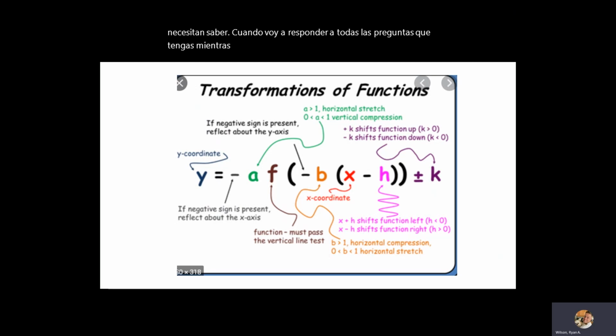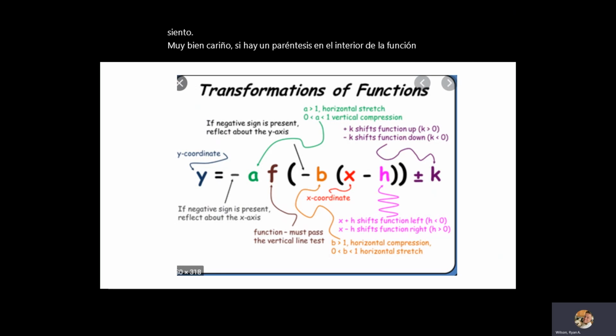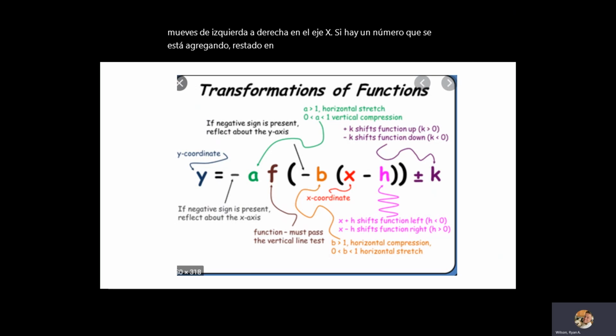Sorry, it's Edulastic. All right, if there's a parentheses on the inside of a function, you're moving left or right on the x-axis. If there is a number that's being added or subtracted on the outside of the function, it's moving up or down on the y-axis, okay?